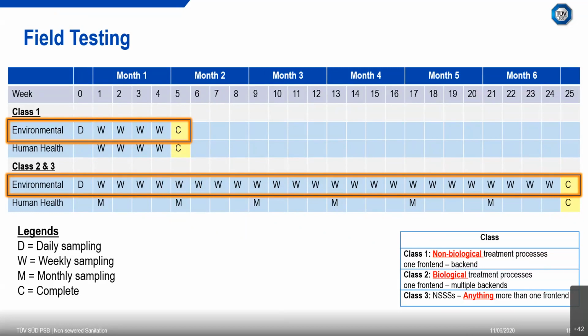In order to pass field testing, at least 70% of all test results for environmental parameters shall satisfy the requirements defined. Results shall also not be averaged.